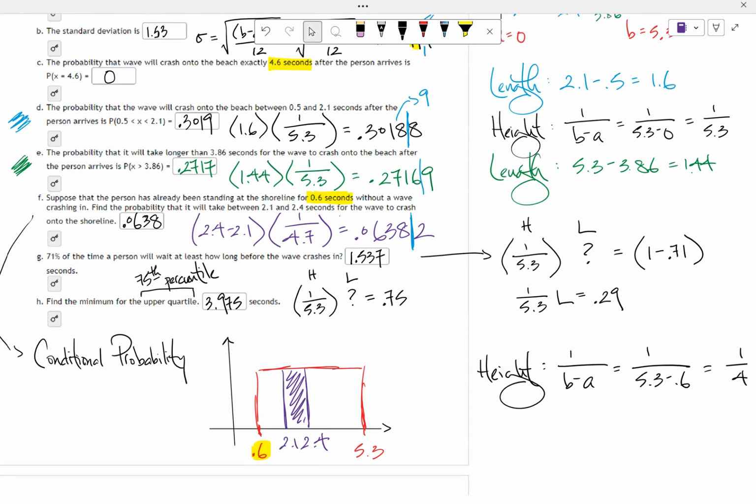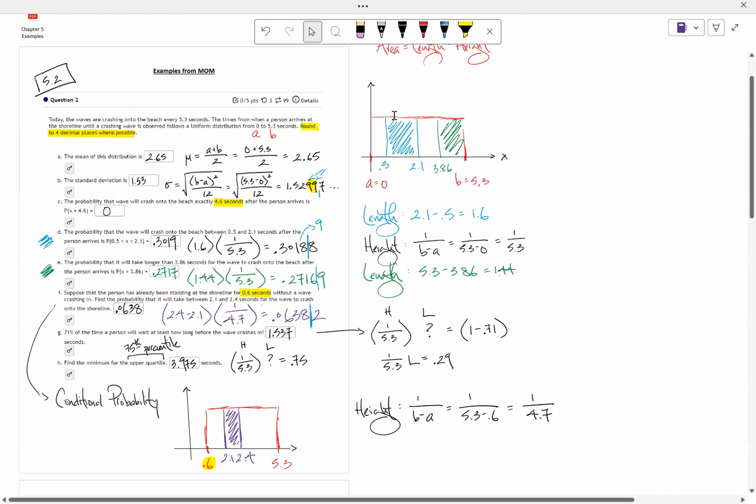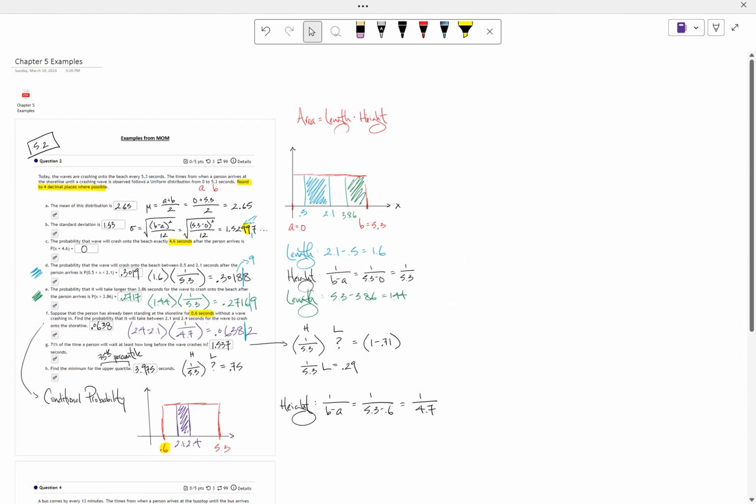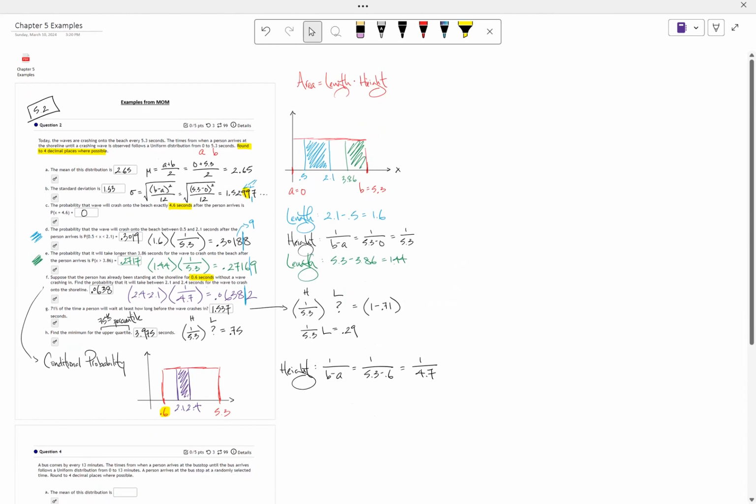All right, let me get this all on one screen for you. Hopefully this was helpful in terms of looking at one of the homework problems step by step. But if you have any questions, let me know and I'd be happy to help you out.